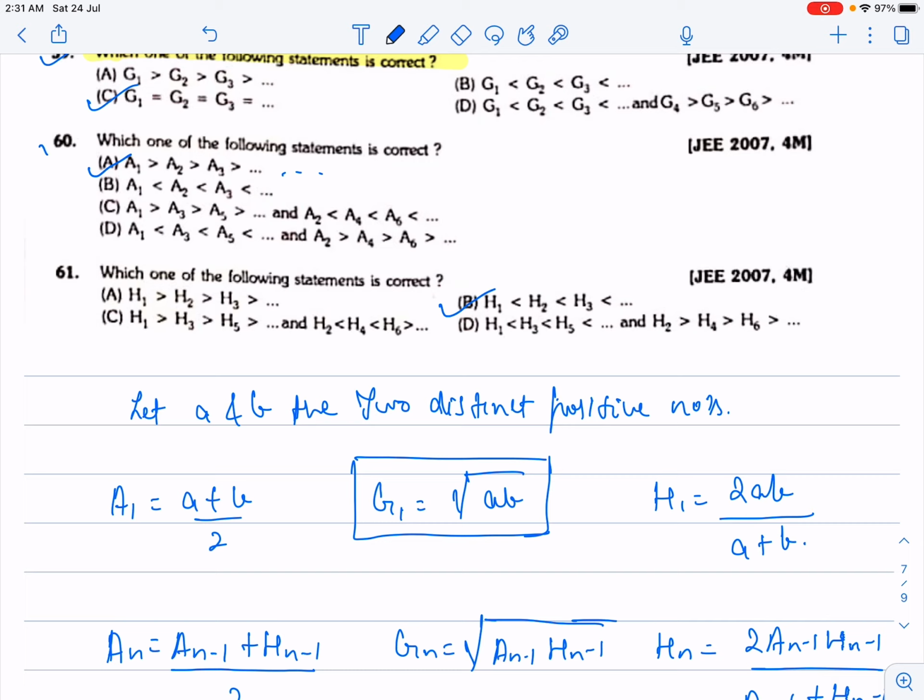So for the 60th question, option A will be the right answer. For the 61st question, option B will be the right answer.